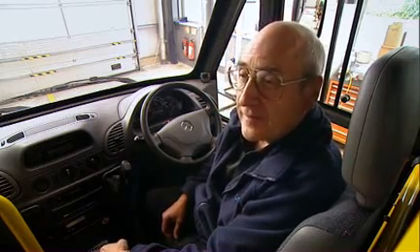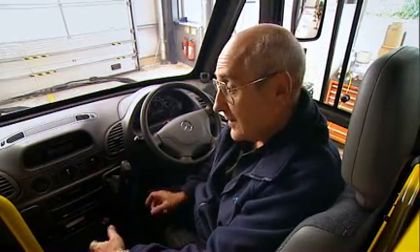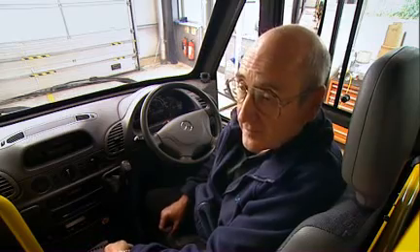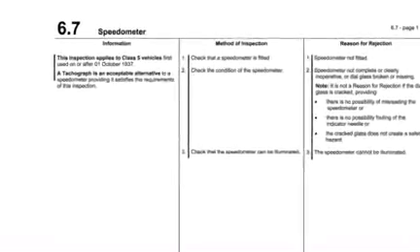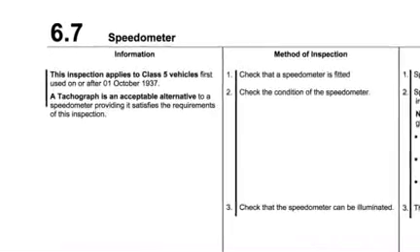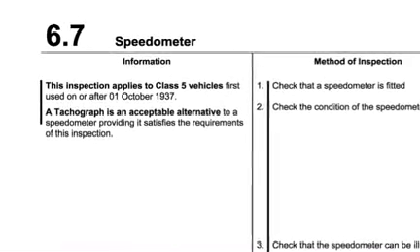That's right. So what's next, Brian? On a Class 5, there's a couple of additional items to check in the driver's area, and the first of these is the speedometer, which is covered by section 6.7 of the manual, but it only applies to vehicles first used on or after the 1st of October 1937. So that's nearly every Class 5 then.